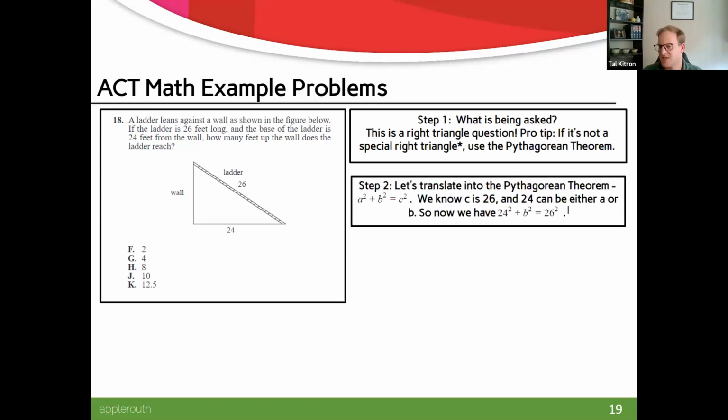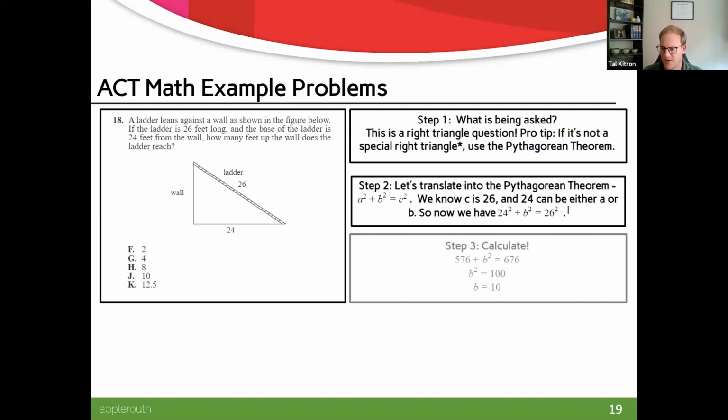Here, the key is just putting c on the right side of the equation, right? So it doesn't matter which one 24 is, could be a, could be b, it's a leg. So 24 squared plus b squared equals 26 squared, and then just punch it into the calculator. Don't do any mental math. We are awarded no points for that. b squared is 100, so b is 10 or negative 10, although negative 10 doesn't really make any sense here. Our answer is J.